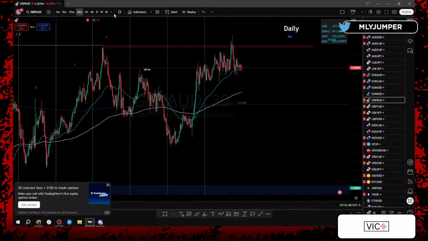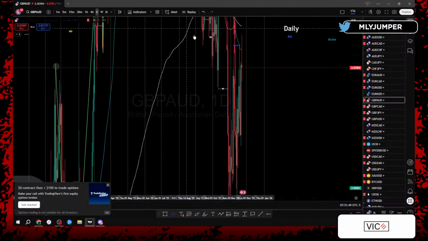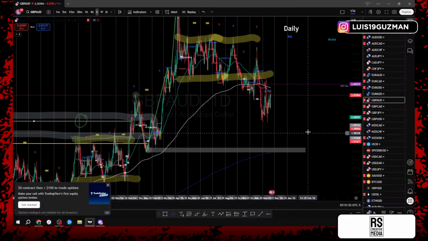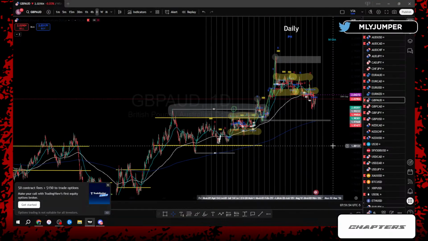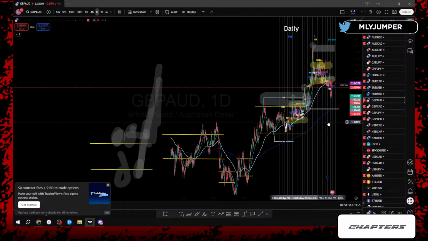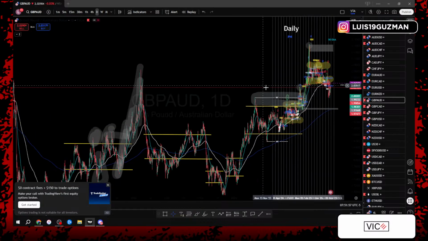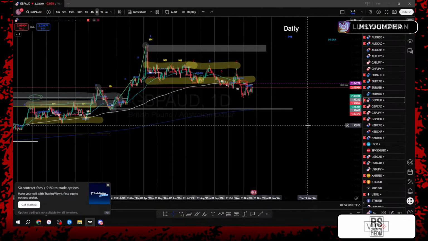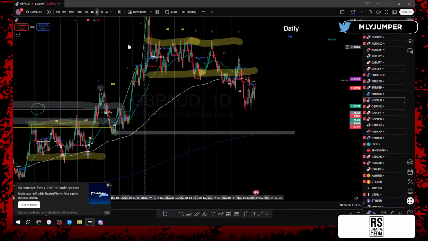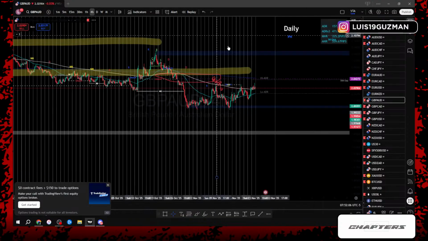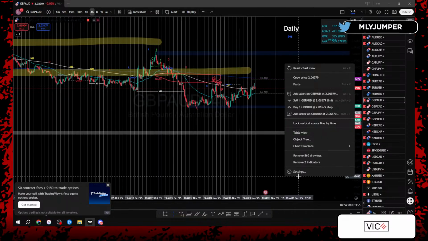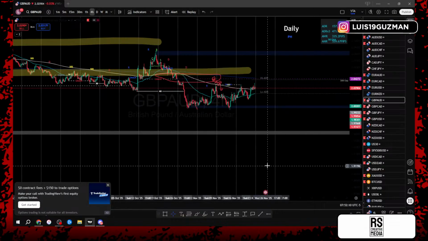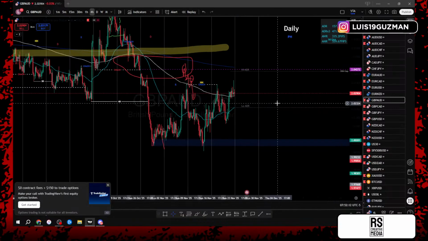For GA, daily time frame, we are in peak high territory. So again, this is a pair for me right now that I am not trading currently. So we're just gonna update the chart, just to keep it fresh.